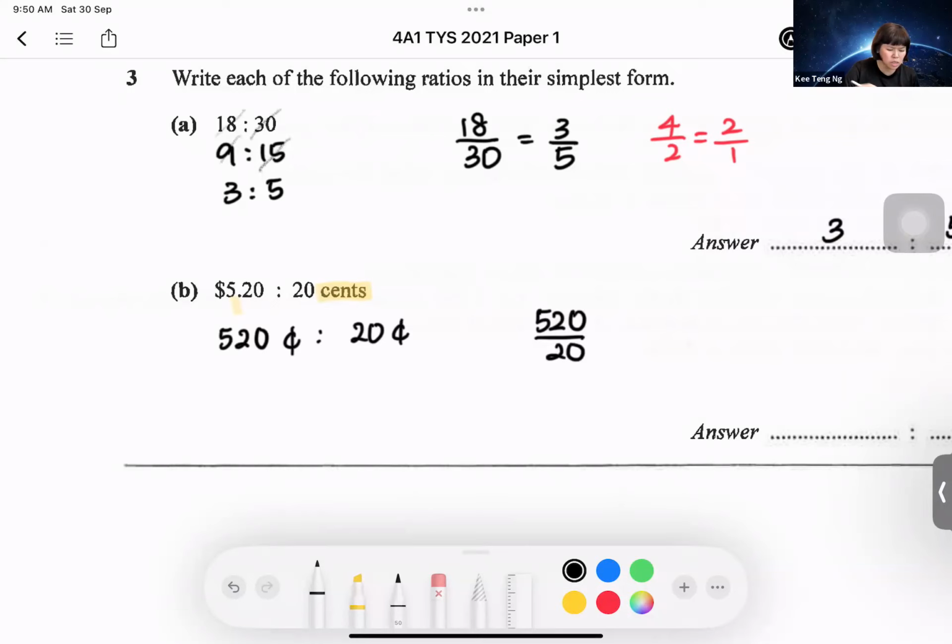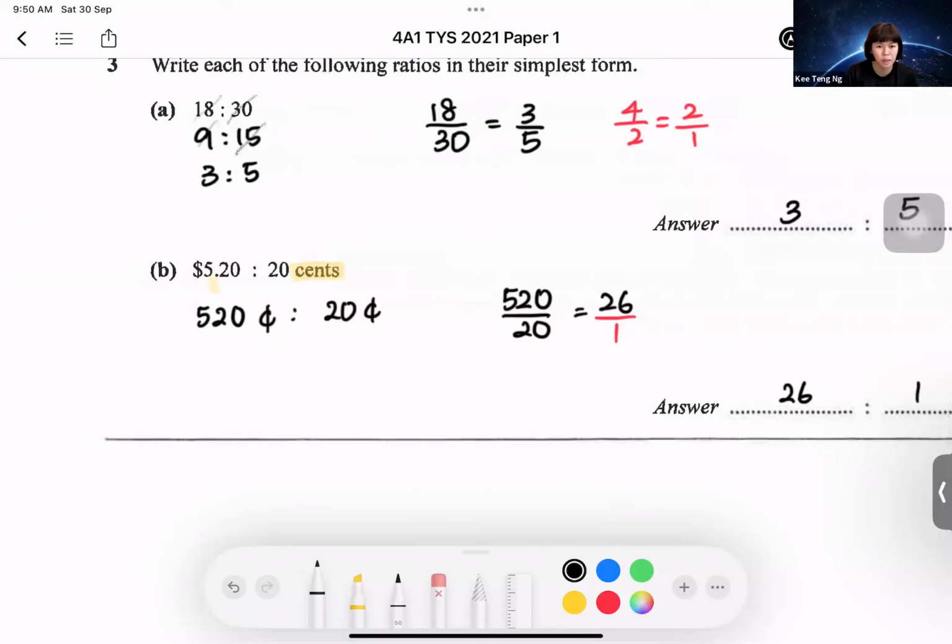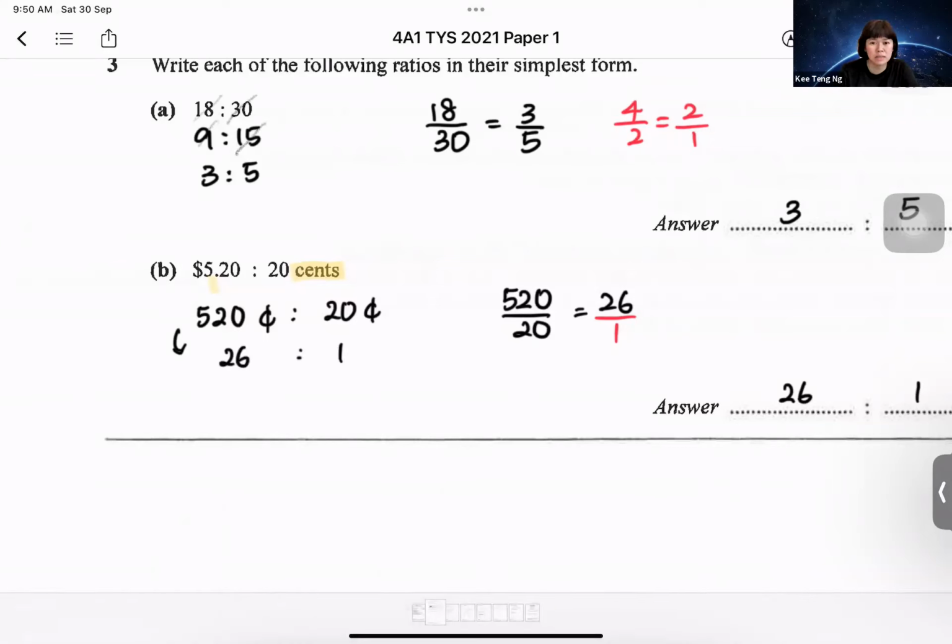520 divided by 20, you get your number 26. Remember what is this? This is actually 26 over 1. So you can get your answer, 26 is to 1. All right. Alternatively, you can divide by the number 20. So 520 divided by 20 gives you 26. 20 divided by 20 gives you 1. You can still get the answer. Have you gotten the concept? Next page.